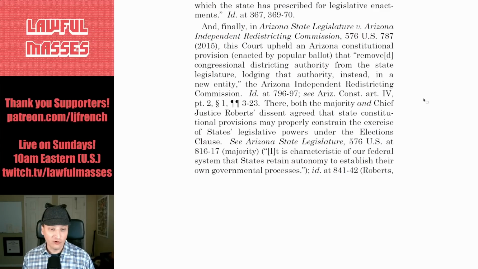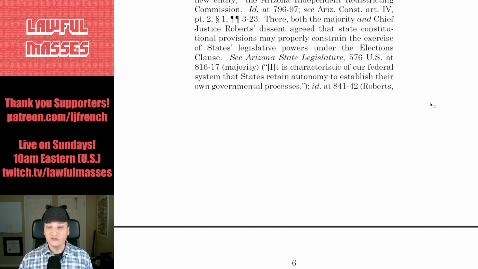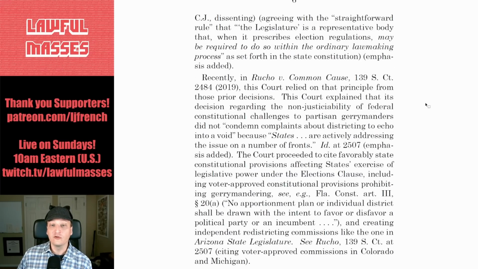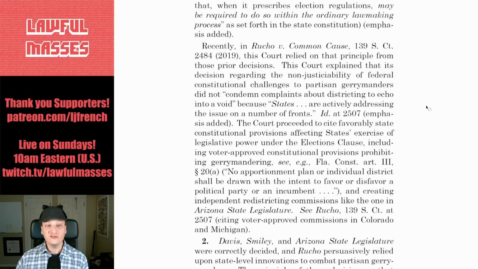There, both the majority and Chief Justice Roberts' dissent agreed that state constitutional provisions may properly constrain the exercise of states' legislative powers under the Elections Clause. Quote, "It is characteristic of our federal system that states retain authority to establish their own governmental processes." And then Roberts dissenting, agreeing with the straightforward rule that the legislature is a representative body. When it prescribes election regulations, it may be required to do so within the ordinary lawmaking process as set forth in the state constitution. Recently, in Rucho v.